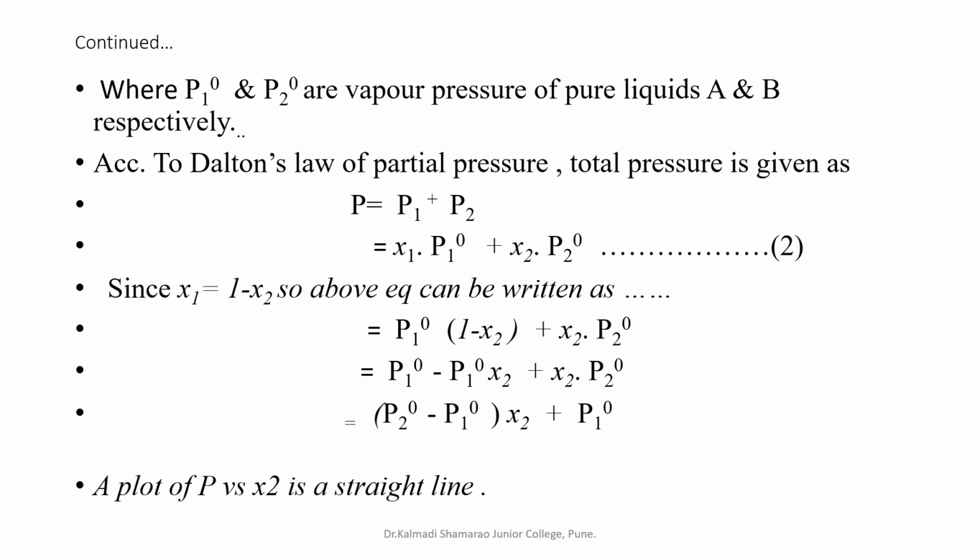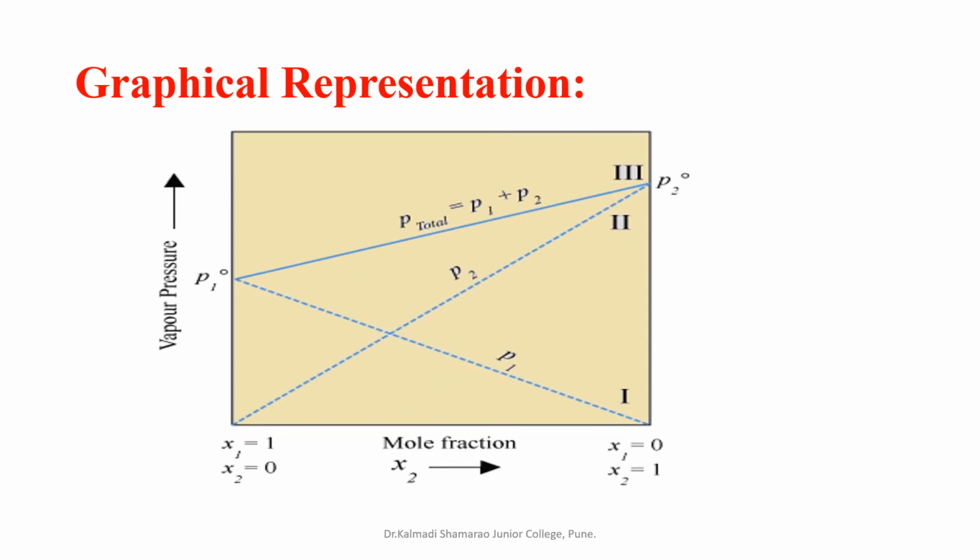For this, we will see the graphical representation. In this graphical representation, there is a plot of vapor pressure versus mole fraction. It is actually a combination of two graphs together, which is given in the combined form here. So it appears this way, which is being shown here. Now the plot of total pressure versus X2 mole fraction is a straight line, which is represented by the third curve.